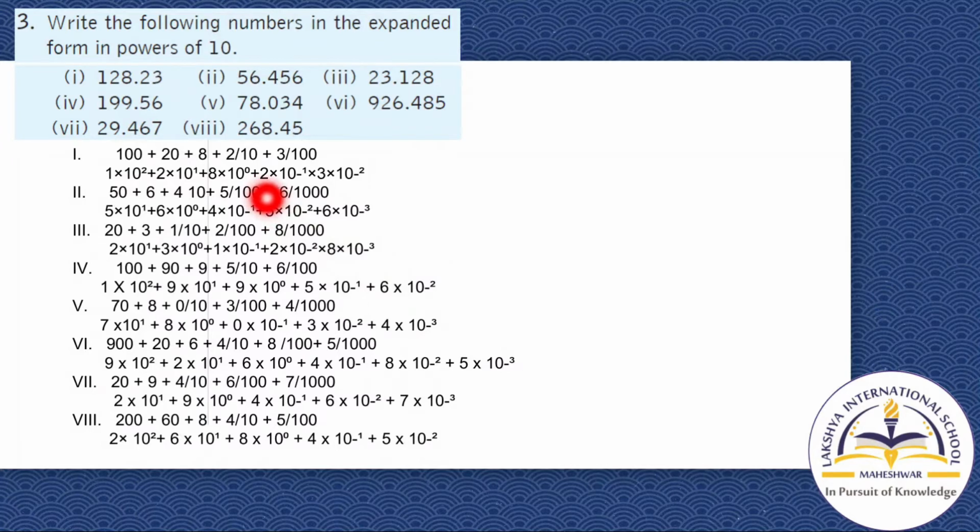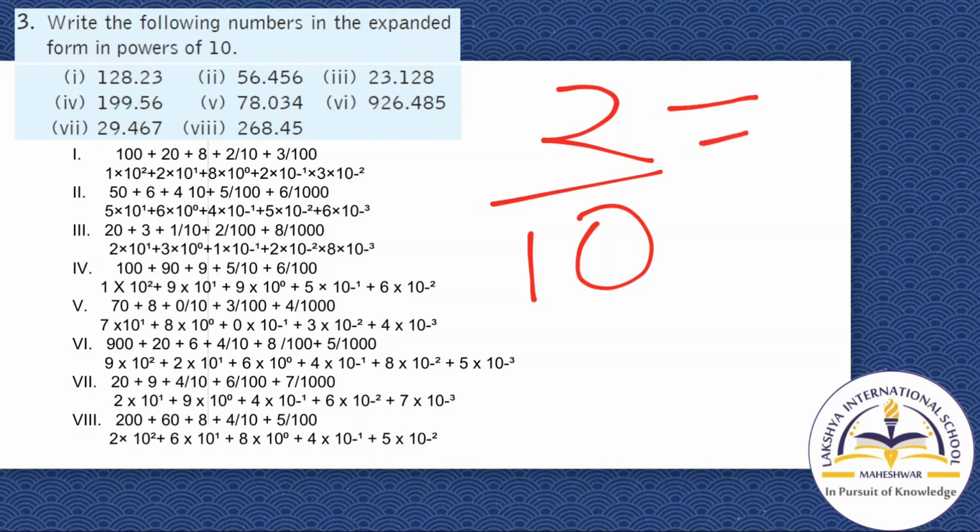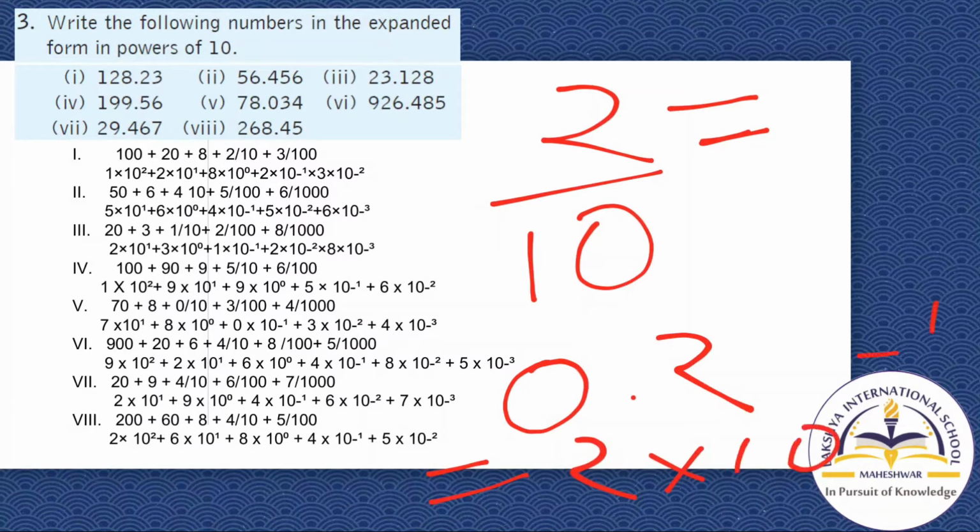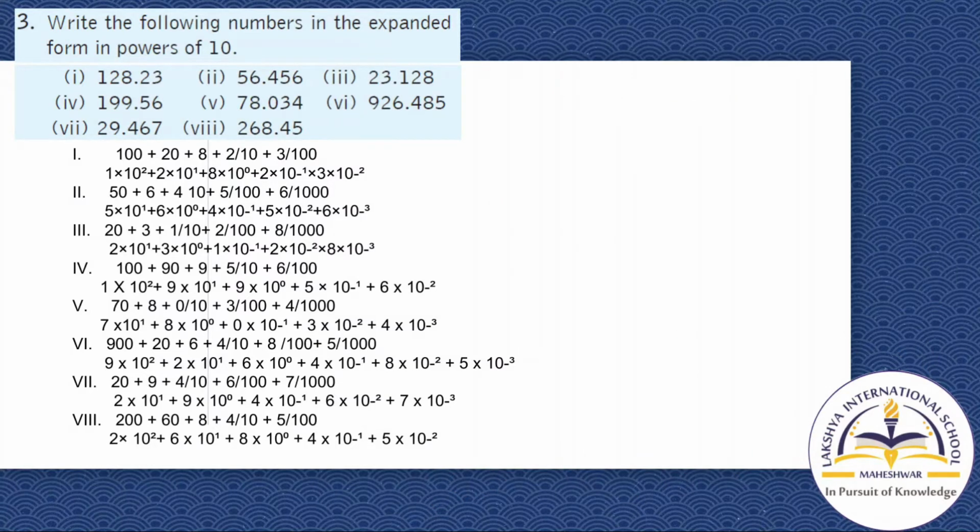Now plus 2 into 10 to the power minus 1. Why do we write minus 1? Because 2 divided by 10 equals 0.2. So we can write 2 into 10 to the power minus 1. Now same here, 3 into 10 to the power minus 2. So like this you have to solve this question.